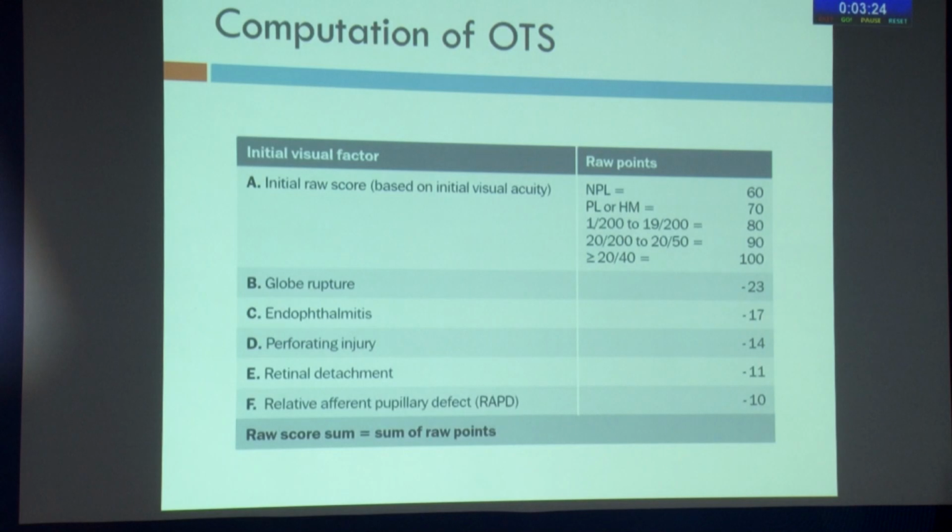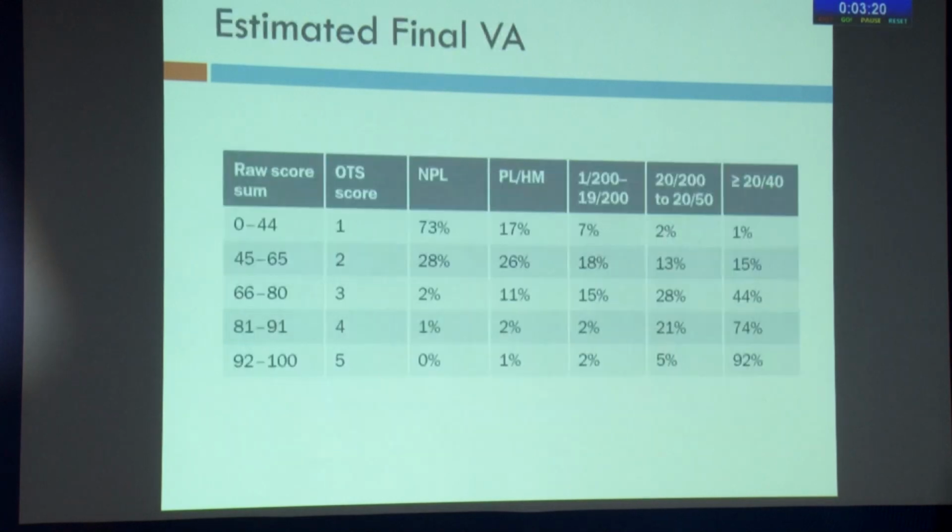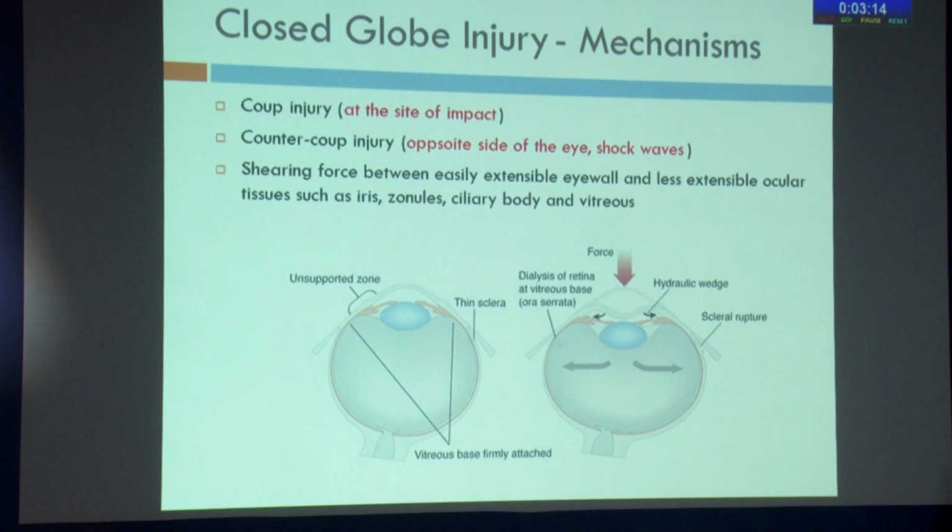At the end, we compute the entire score and we give a raw sum score. Depending upon that, you can actually estimate the final visual outcomes. Now, what is the mechanism of closed globe injuries? It is basically based on coup-contrecoup injury.